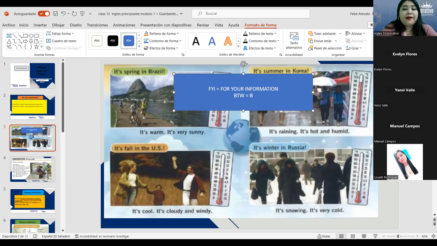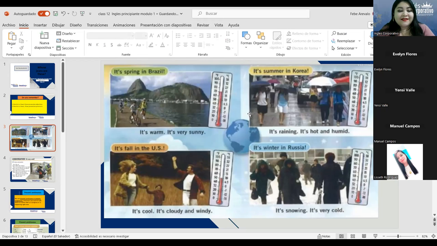Now, for example, another one, BTW. BTW, que significa by the way. Por cierto, by the way. Eso significa la frase, by the way, all right? Yo puedo decir, hey, great pronunciation, Evelyn. By the way, you have improved a lot. Muy buena pronunciación, Evelyn. Por cierto, ha mejorado muchísimo, right? You can make use out of these ones. Pueden hacer uso de esto, right? Plus, you will sound more interesting. Además de sonar más interesante, ya saben cómo manejarlo. Lo pueden utilizar en cualquier contexto.